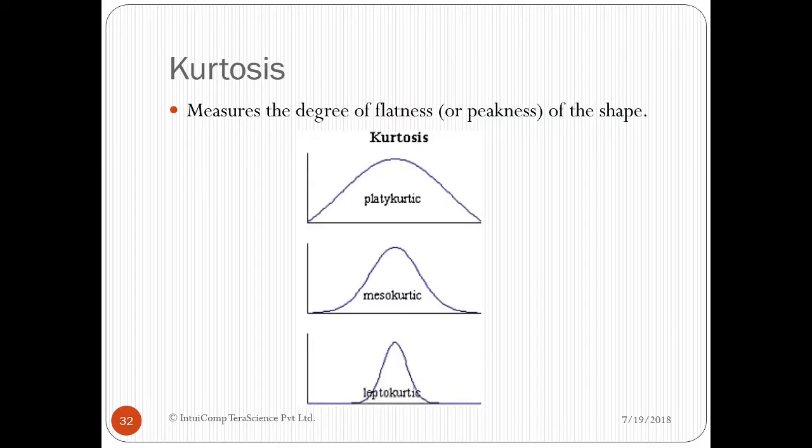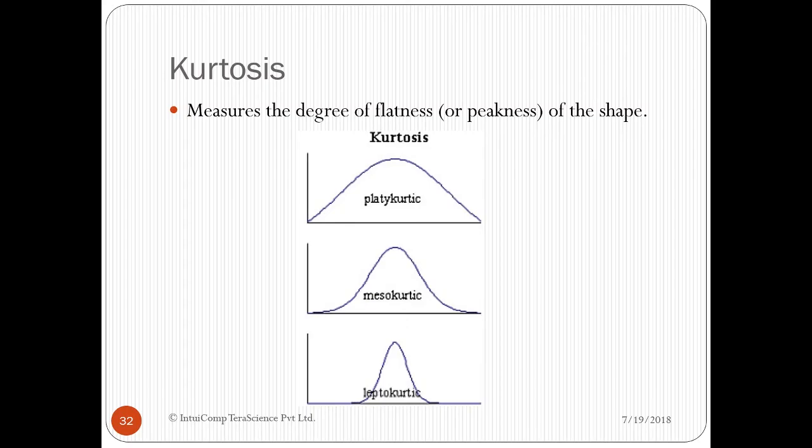Now what is kurtosis? Let's refresh. It is the measure of the degree of flatness or peakedness of the shape. When the data values are clustered around the middle, then the distribution is more peaked and thus has a greater kurtosis value. When the data values are spread around more evenly, then the distribution is more flattened, thus having a smaller kurtosis value.